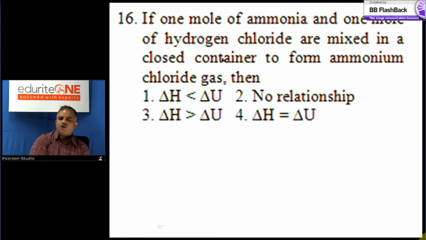CET and entrance exam, problem number 16. 1 mole of ammonia and 1 mole of hydrogen chloride are mixed in a closed container to form ammonium chloride gas. Then what is the relation between H and U? H is called enthalpy, and U is called internal energy. And the relation between them is H is equal to U plus PV.